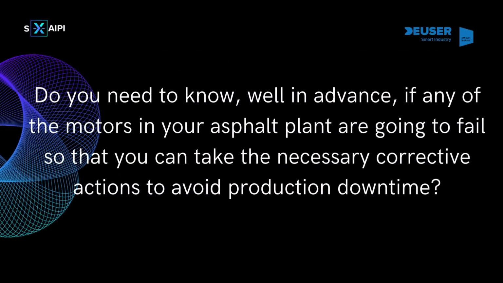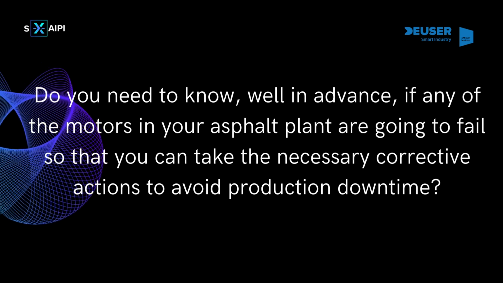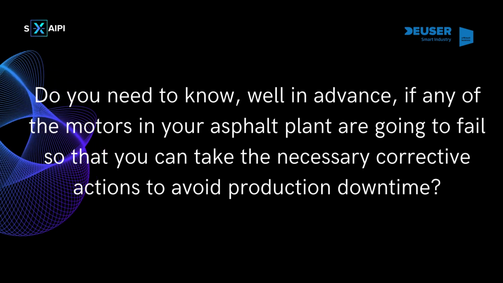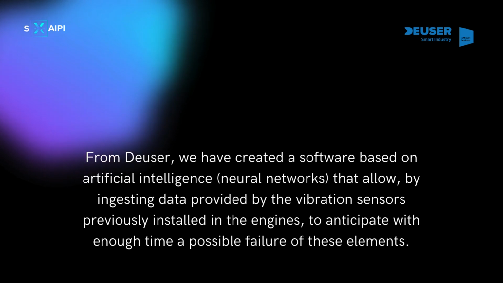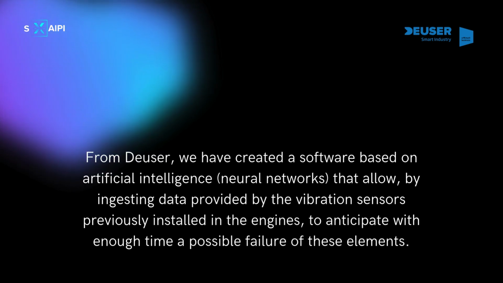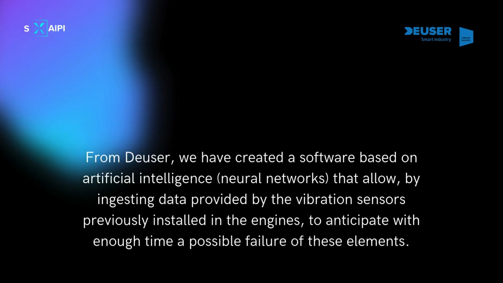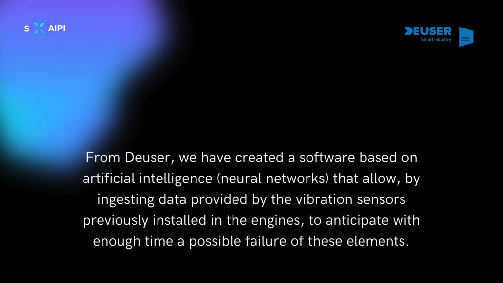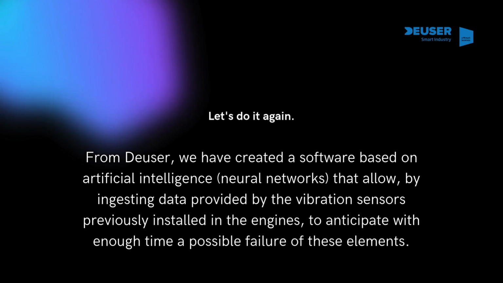Do you need to know, well in advance, if any of the motors in your asphalt plant are going to fail so that you can take the necessary corrective actions to avoid production downtime? From Deusser, we have created a software based on artificial intelligence neural networks that allow, by ingesting data provided by the vibration sensors previously installed in the engines, to anticipate with enough time a possible failure of these elements.